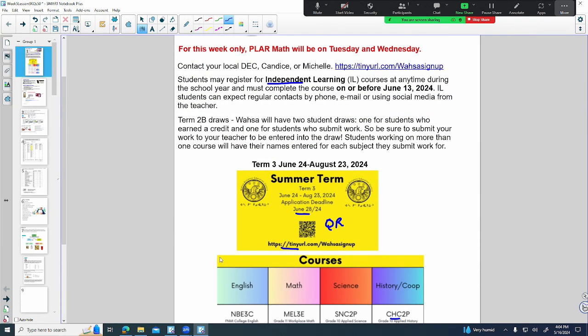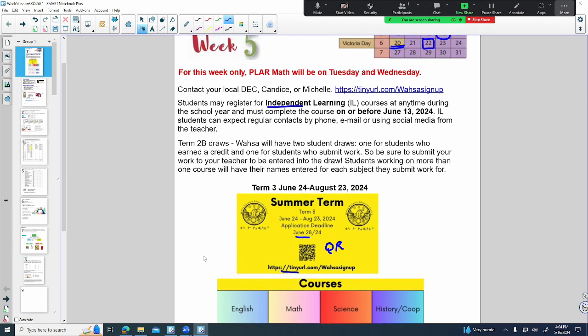Students who are perhaps applying to college or university and need certain courses, look through those and see if there's something there that could be useful for you.